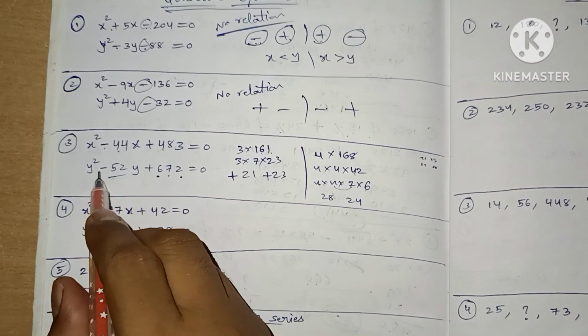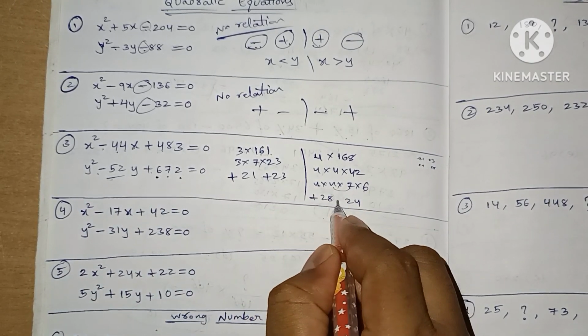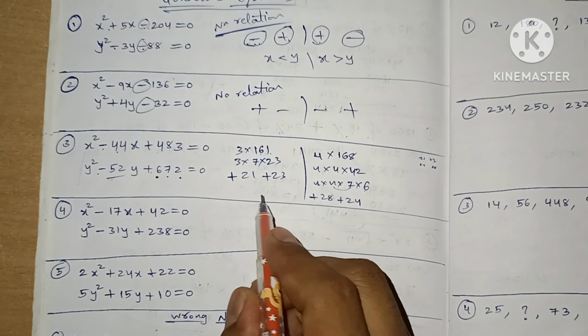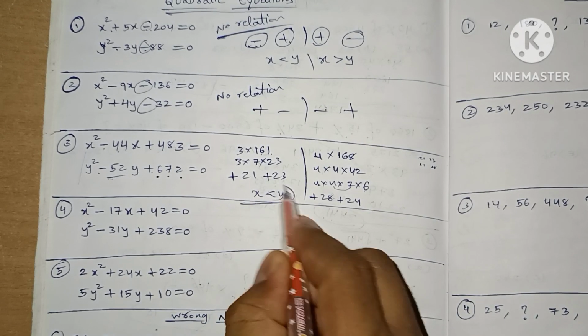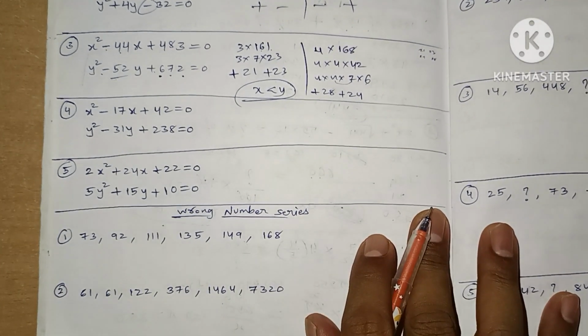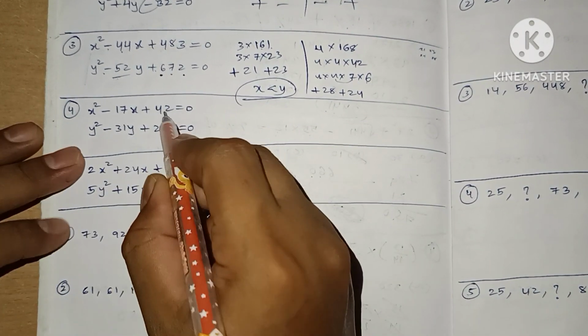So these are the roots. Minus and plus means the roots both are positive and bases are equal. Now we are comparing these two. It is clear that x is lesser than y. Okay, next fourth question. Here we see 42.